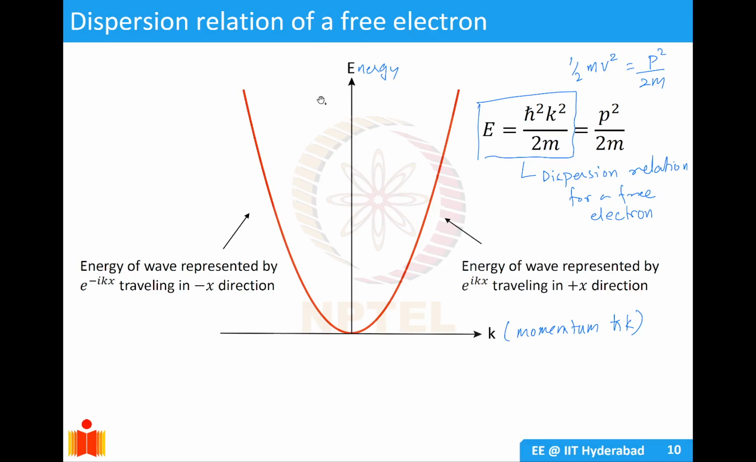So this diagram is called the E-k diagram, the energy versus momentum diagram, and this is a very important diagram in quantum mechanics for studying energy bands. The negative momentum value would mean that the particle is traveling in the minus x direction, and the positive momentum will mean that the particle is moving in the plus x direction.